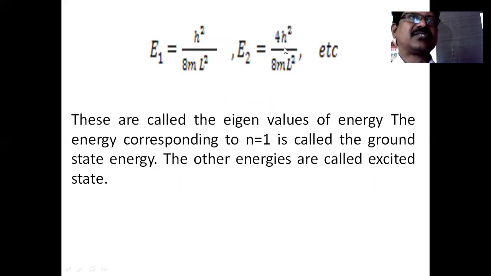For the second state, the first excited state, it is 4 h square divided by 8 m L square. Like that, you get different amounts of energy in different states corresponding to the allowed values of quantum numbers. These are called eigenvalues of energy. The energy corresponding to n equals 1 is called the ground state energy. The other energies we call excited states.